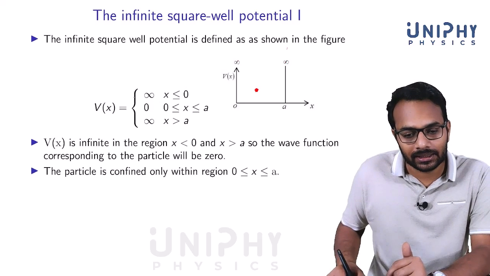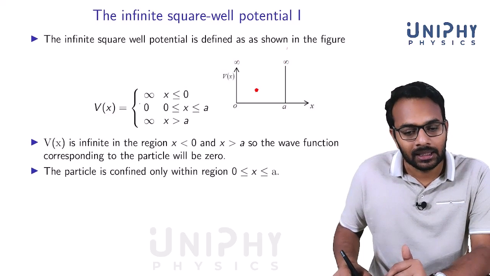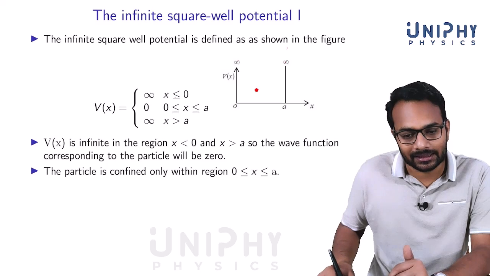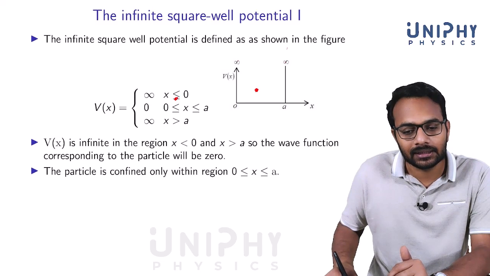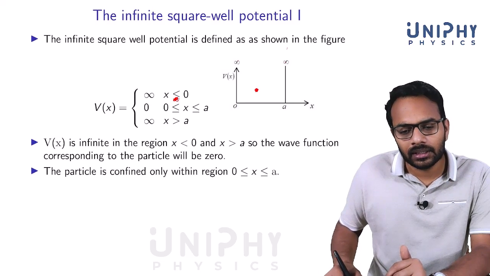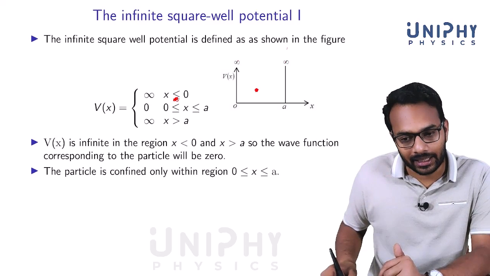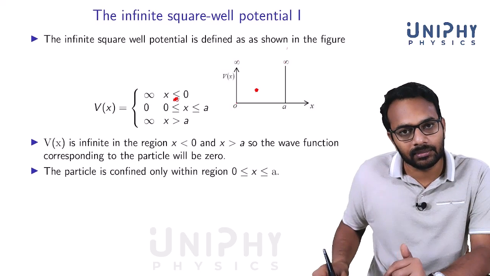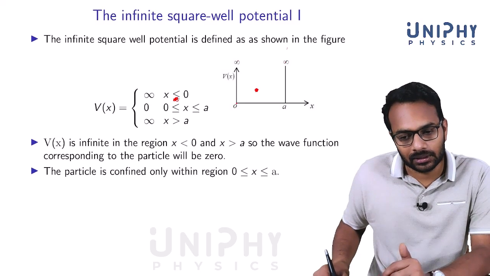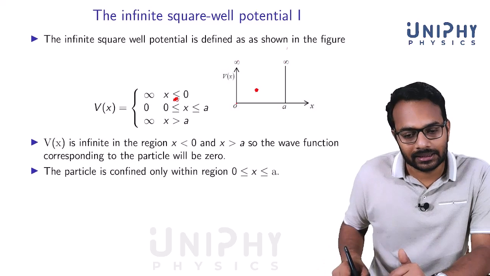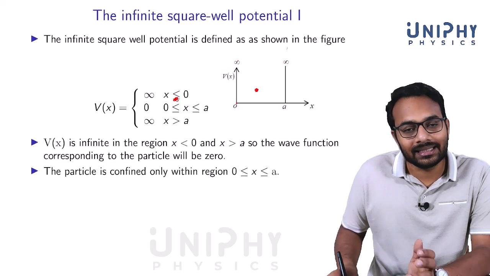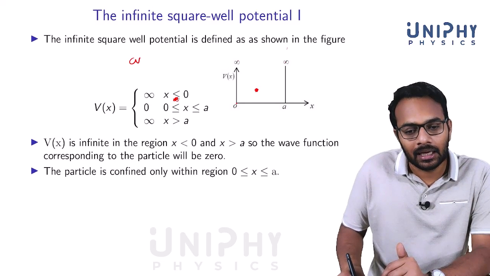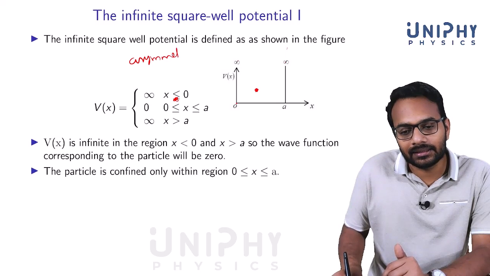So here is the specification of the potential. V of x is infinite for x less than 0, and it's infinite for x greater than a. These are the dimensions of the box. We have chosen our coordinate system in such a way that the 0 appears here. For this reason, it's known as the asymmetric potential well.